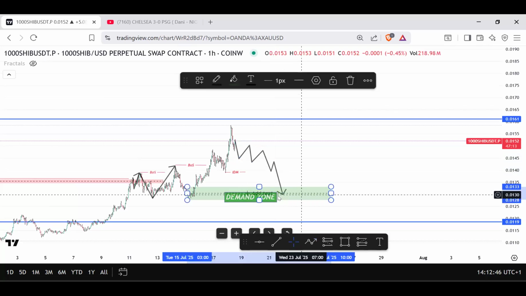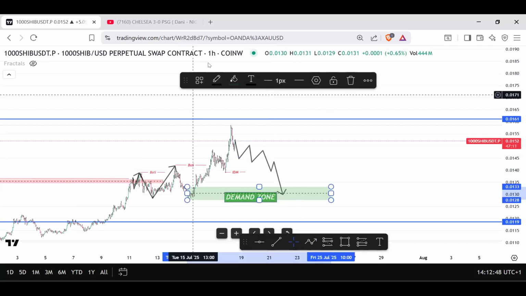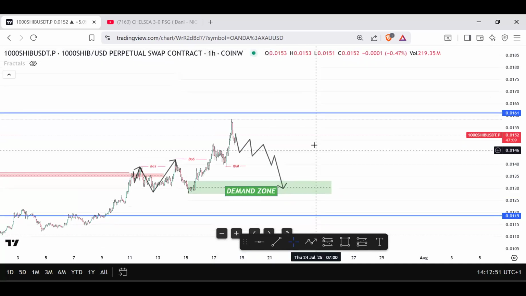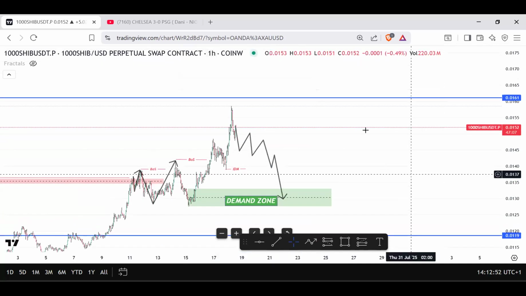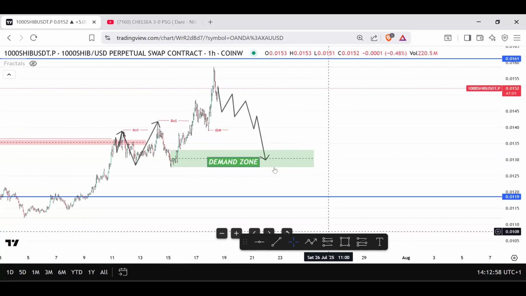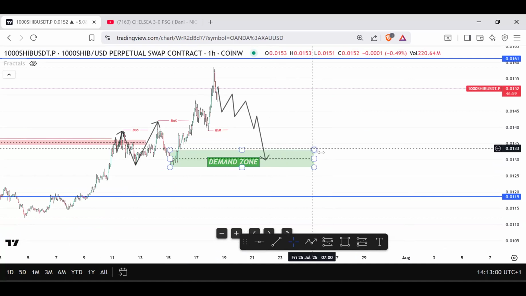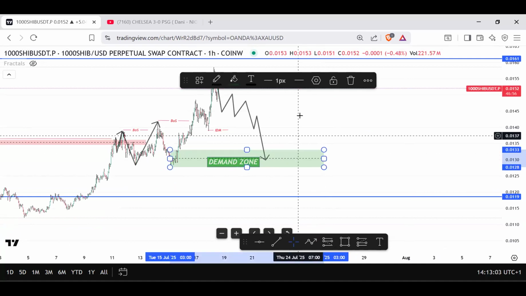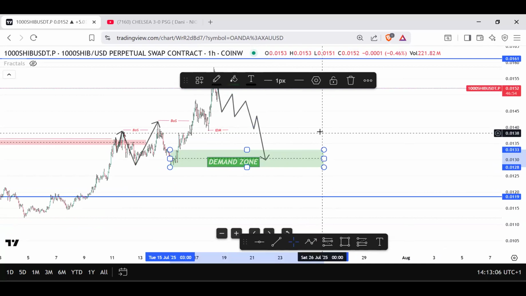So when price visits this zone on 1 hour time frame, we will need 5 minutes for confirmation. So it's on that 5 minutes that we'll be looking to take our trade after we see CHoCH and BOS on 5 minutes. Correct.